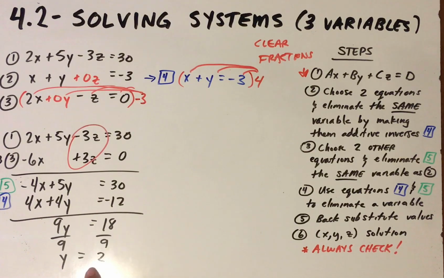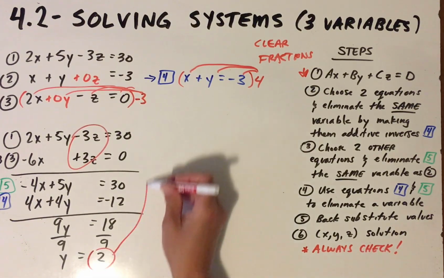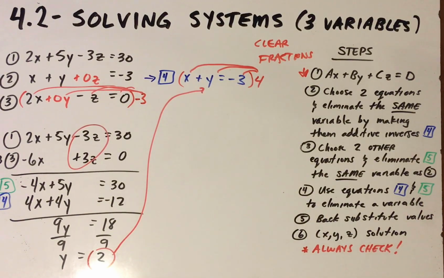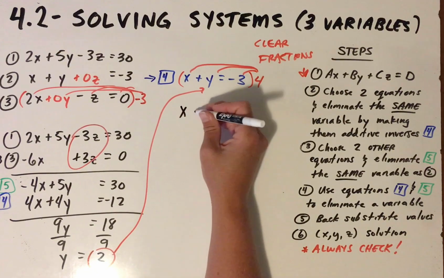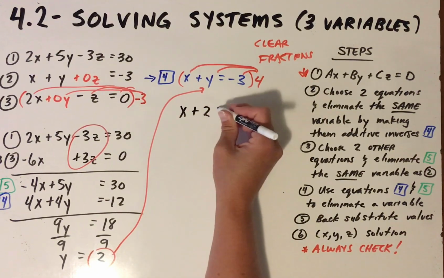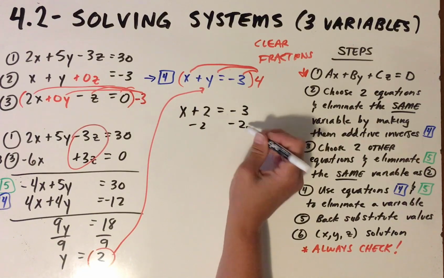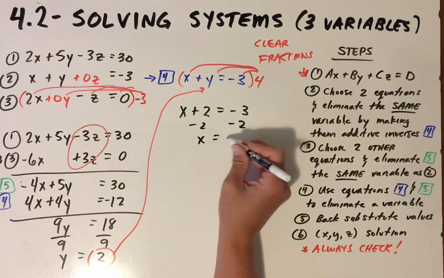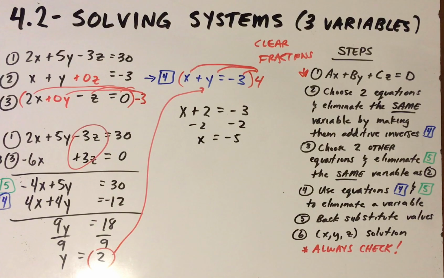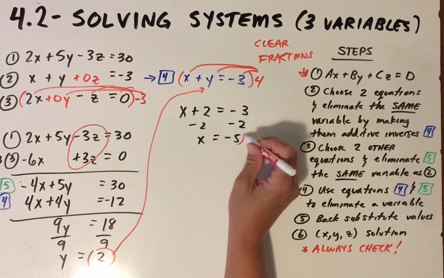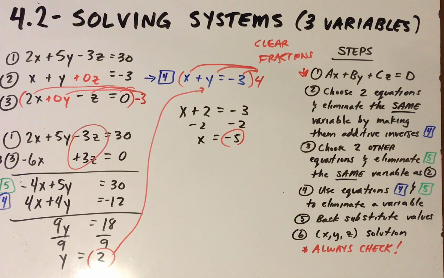Now that I know what y is, I'm going to take this value of y and back substitute it into equation 4. Okay, so I'm going to have x plus 2, because that's the value of y, minus 3. Subtract the 2, and I get that x is negative 5. Okay, now I've got my x value, and I want to find my z value.